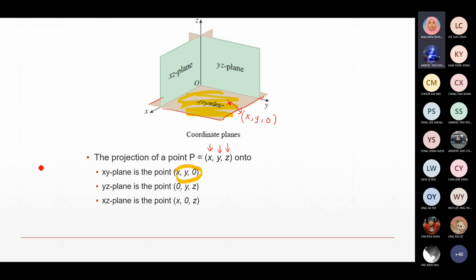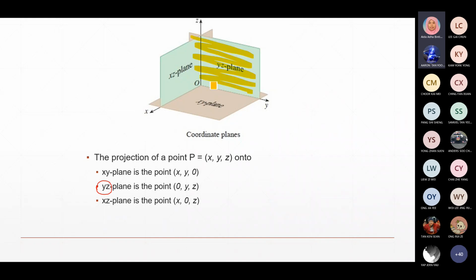So let's say I give you the coordinate (3, -2, 0). You know this point is on the xy plane. How? Because the z here is 0. Next, how about the YZ plane? This one is the YZ plane.